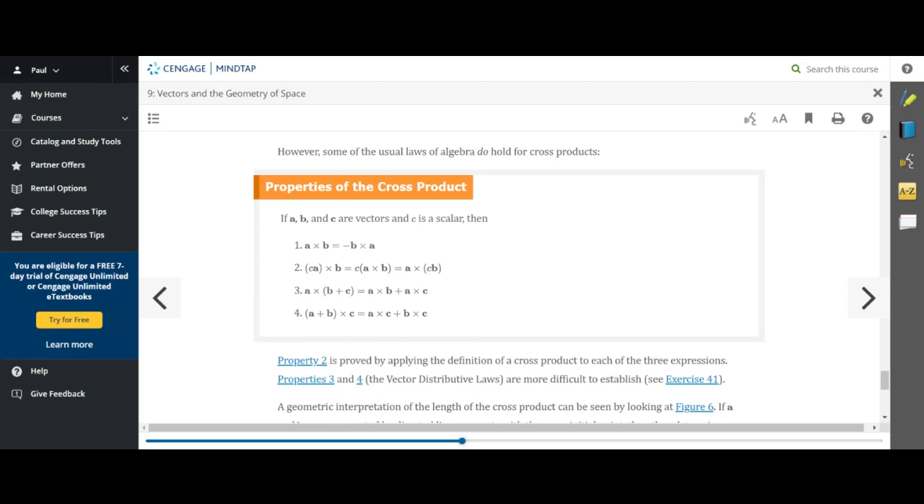But let me ask you this. Let's try something. What would I cross K equal?